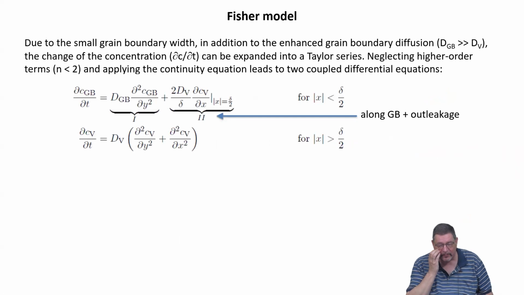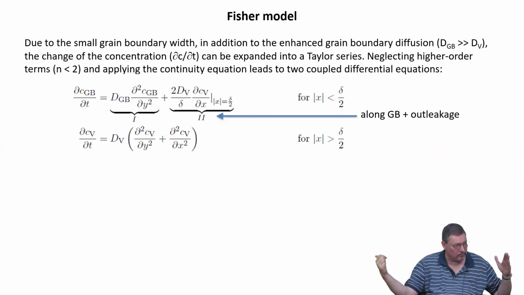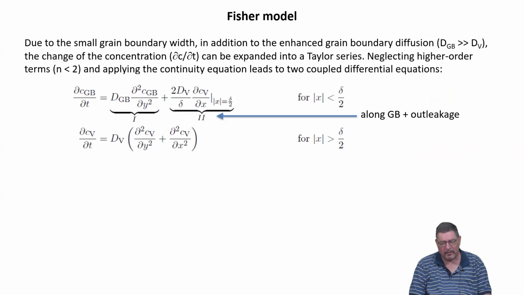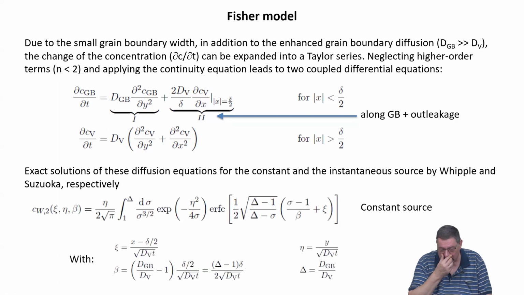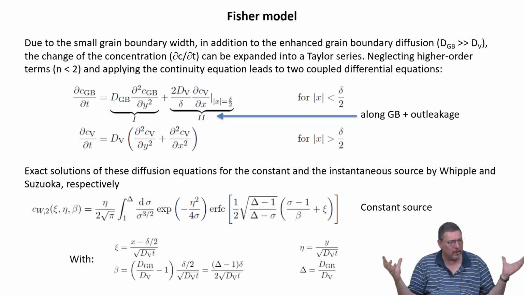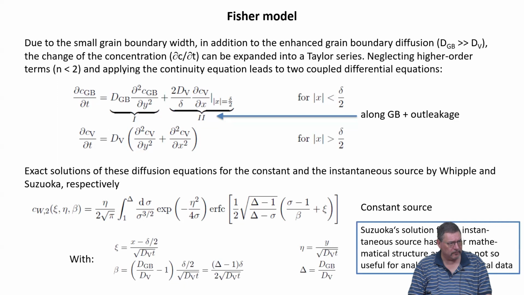But because of this linearization only in one direction, y, we can simplify and apply a Taylor expansion to get the simplification for these two versions of Fick's second law. And then with a lot of math in between, people have solved these equations with the given boundary conditions, continuity equations, for constant source and for instantaneous source, so thick film and thin film solution. This is not very useful for experiments because it contains parameters that we cannot easily determine.